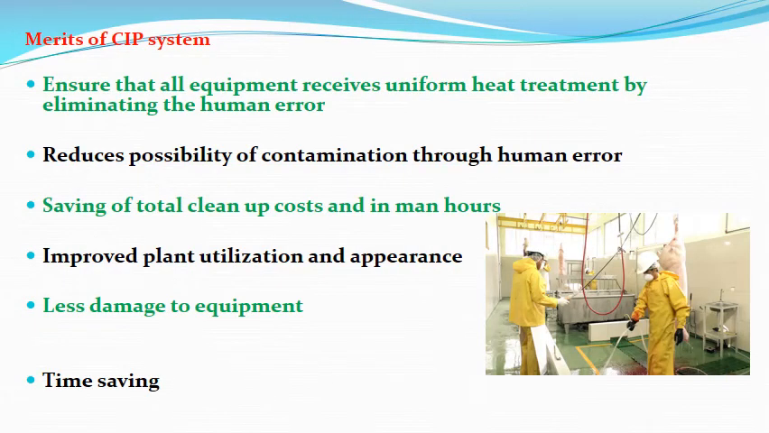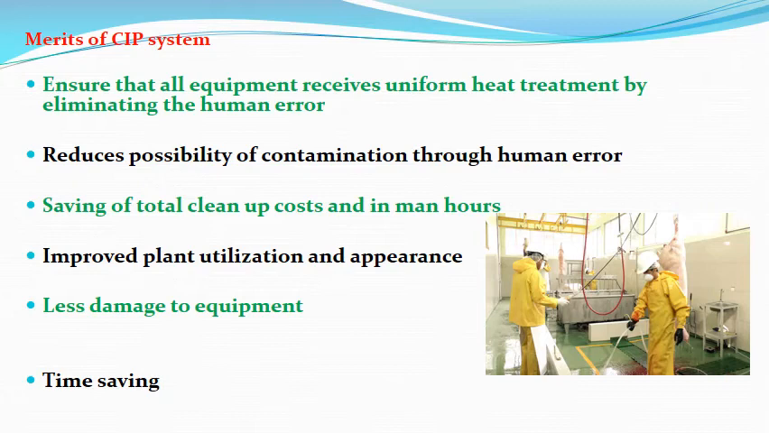Now we will discuss the merits of CIP system. Firstly, it ensures that all equipment receives uniform heat treatment by eliminating human error. When it is done manually, there is always the possibility of different time, temperature and error by human application. Secondly, it reduces the possibility of contamination through human error, since there is always the possibility of human error causing contamination after cleaning and sanitation. Then next is saving of total cleanup costs and man hours. We can reduce the cost of cleaning and also the manpower required, and thereby the total cost of cleaning is reduced.